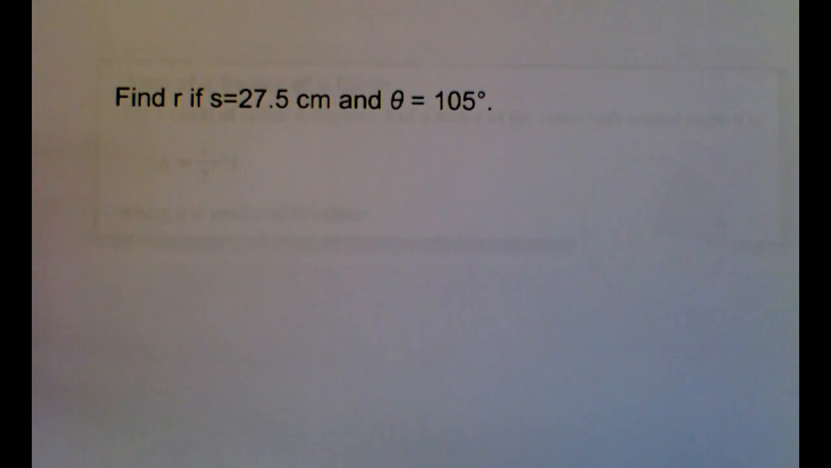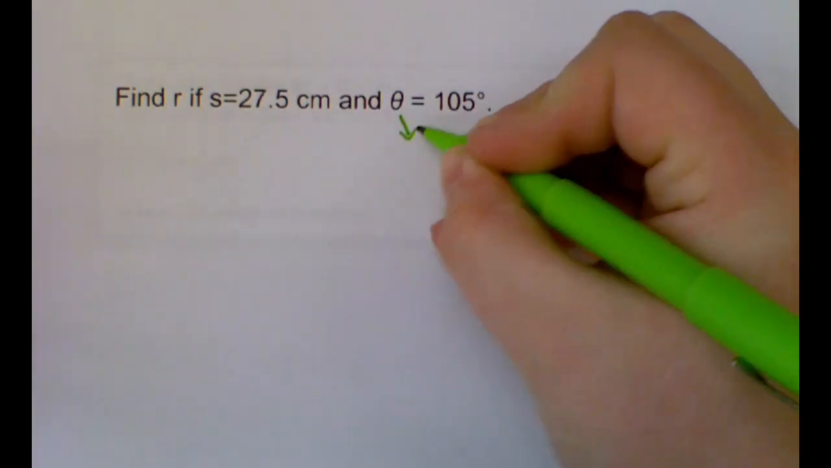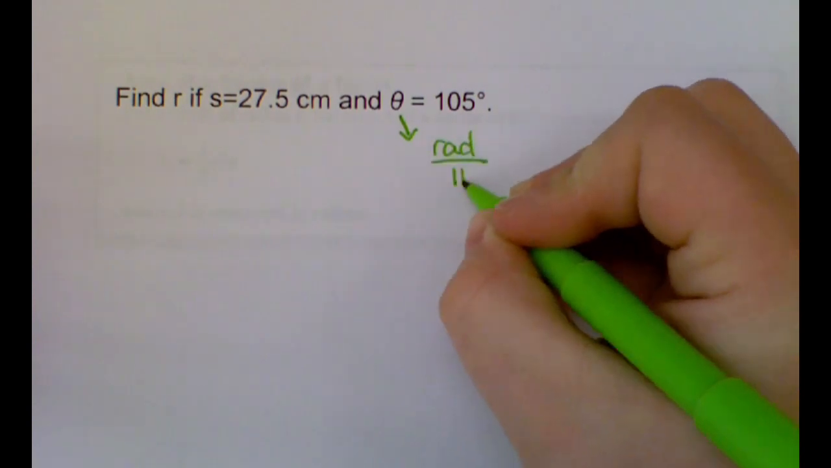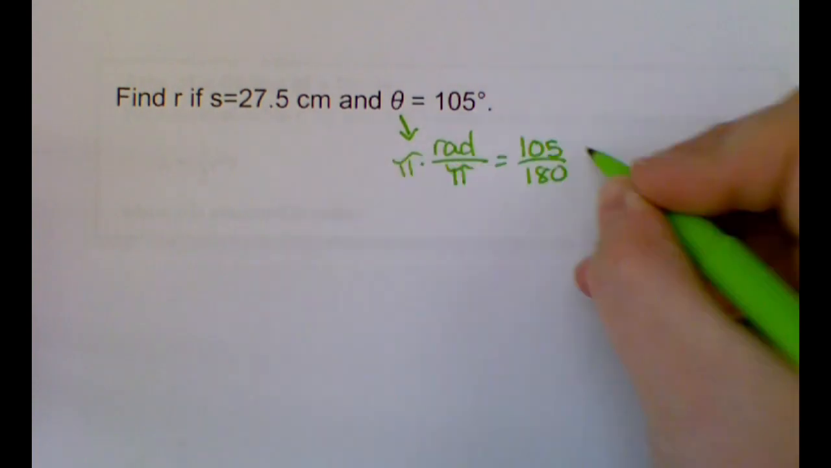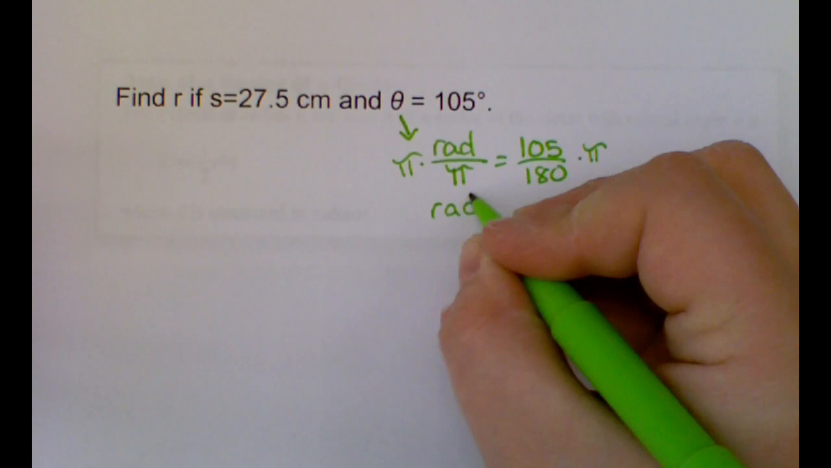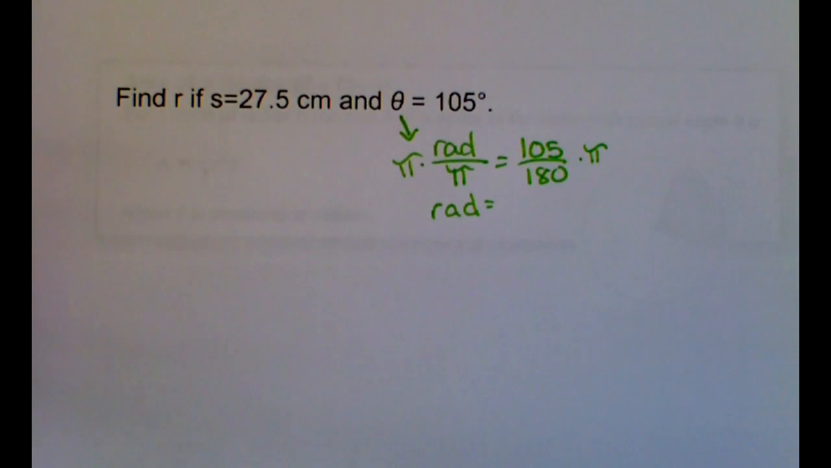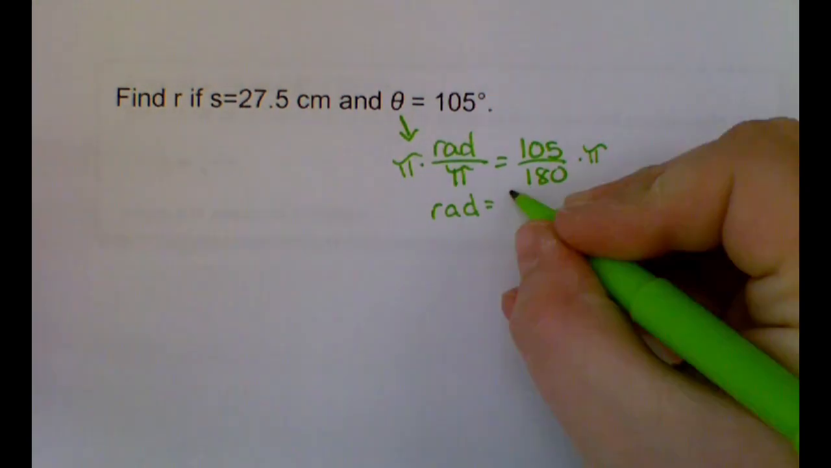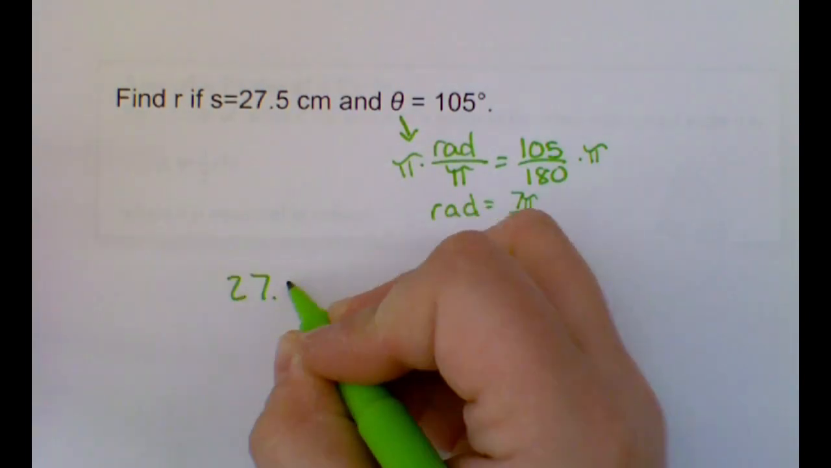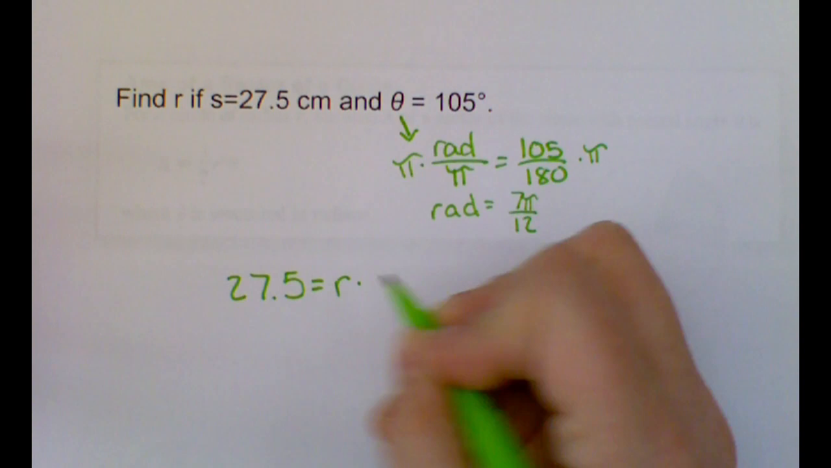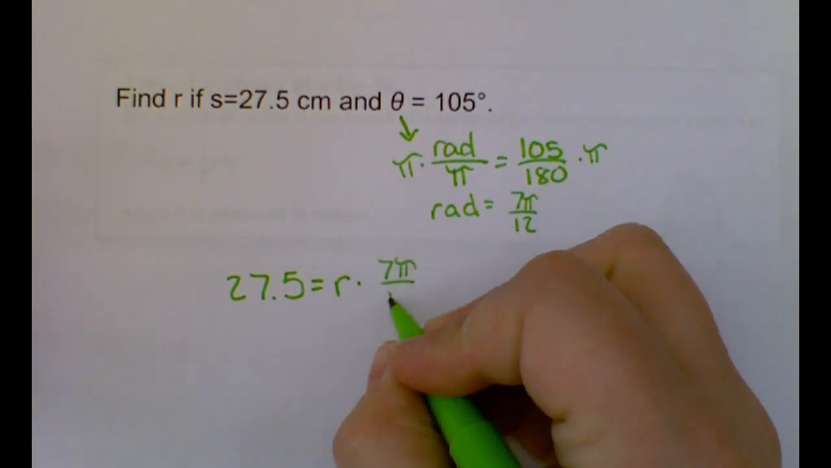Now let's find r if s is 25.7 and theta is 105. Well, right away, if we are finding arc length, we need theta to be in radians. So radians over pi equals 105 over 180. Multiply that by pi. My radians is 7 pi over 12. Now we can go into our arc length formula. 27.5 equals my radius times 7 pi over 12.